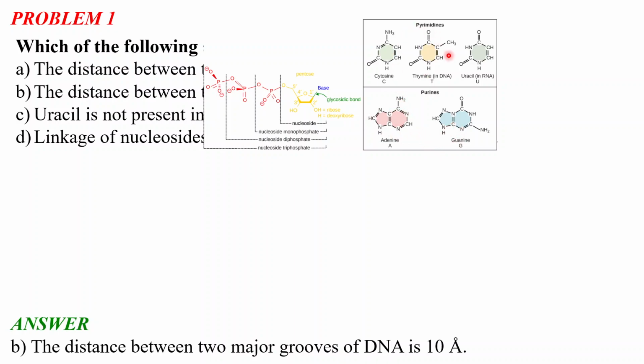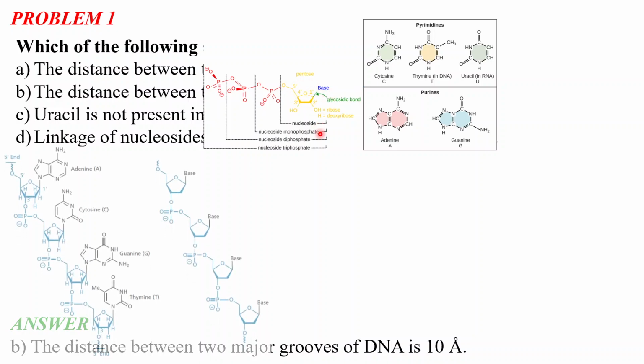Adenine binds with thymine, and guanine binds with cytosine in the case of DNA. In RNA, thymine is not present, so adenine and uracil binding happens, and guanine and cytosine binding happens in RNA also. So these are the DNA and RNA bases, and this is the glycosidic bond between the base and the pentose sugar.